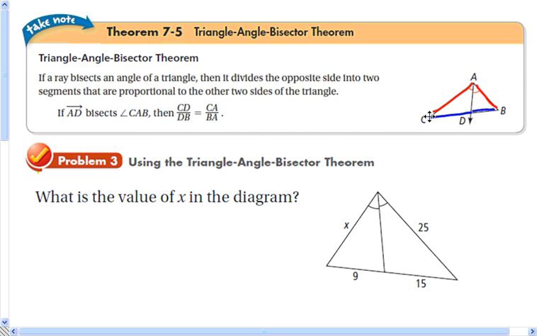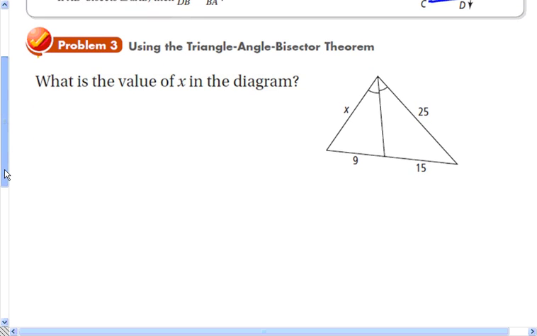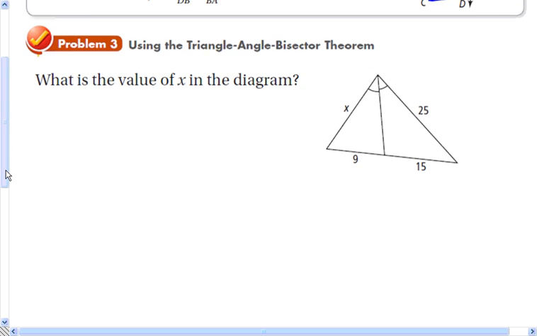So let's put that to work here. We know that this is the angle bisector because both these angles are the same. So that means that I can write this as a ratio to that, 9 over 15. And that'll be proportional to the other two sides of the triangle, x and 25. And that is from the triangle angle bisector theorem.